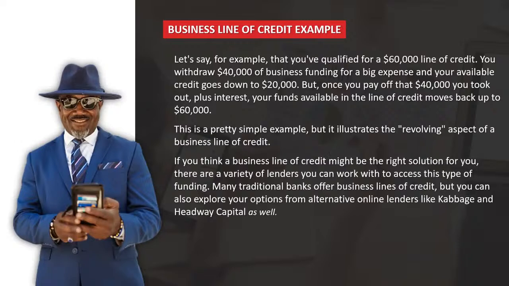Pretty much what we talked about before. You qualify for a $60,000 line of credit. You withdraw $40,000 of business funding for a big expense, and it takes your available credit down to $20,000, right? Once you pay off the $40,000 you took out plus interest, your funds are back available to $60,000. Super easy to understand, okay?